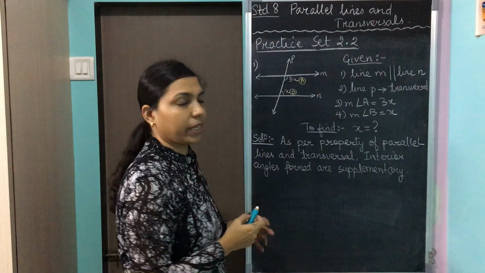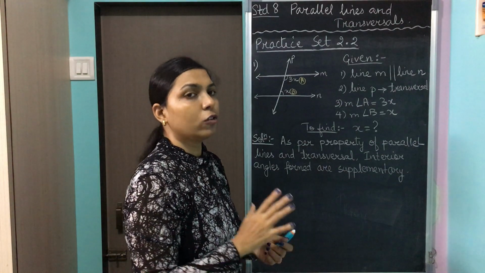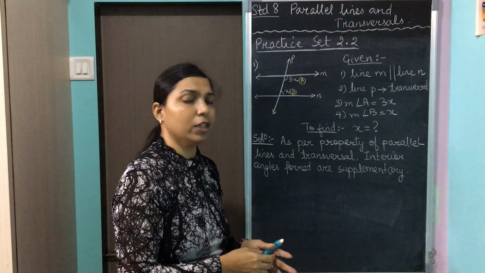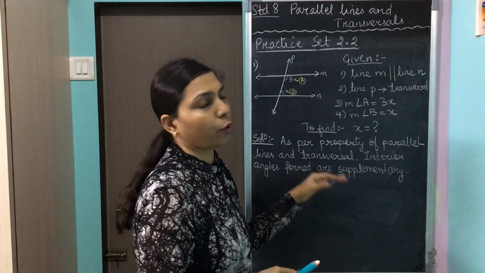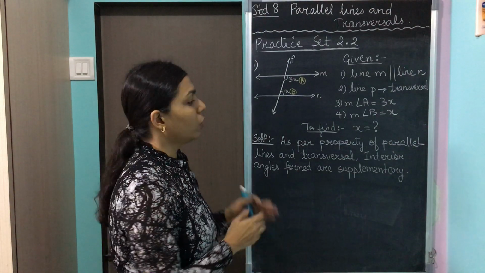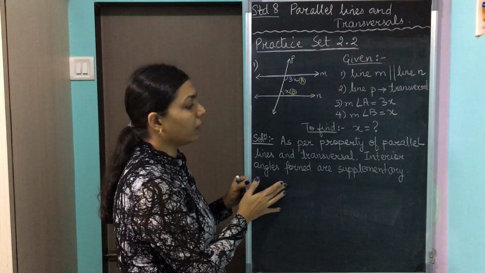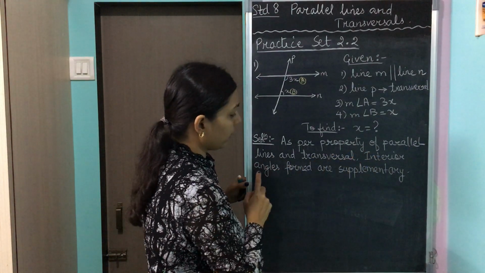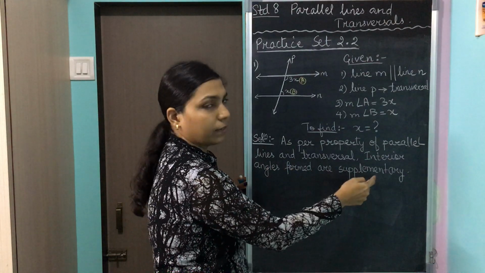Okay, so this property is what we will be using for this sum. Please make sure whenever you are solving any sums related to geometry, you have to mention which property it is that you are using. Over here the property that we are using is the property of parallel lines and transversal: interior angles formed are supplementary.